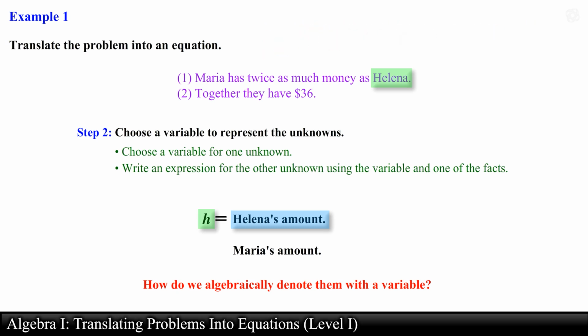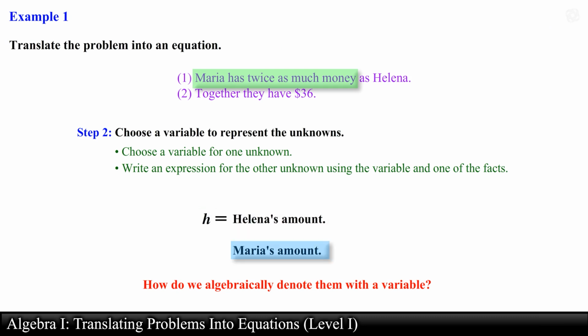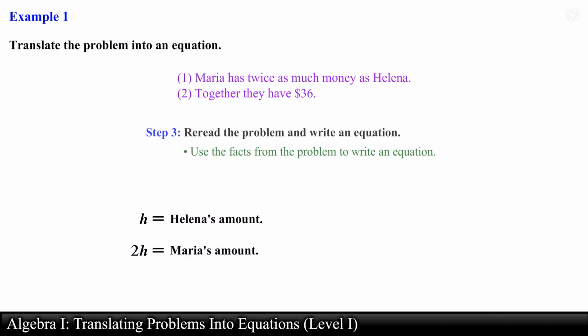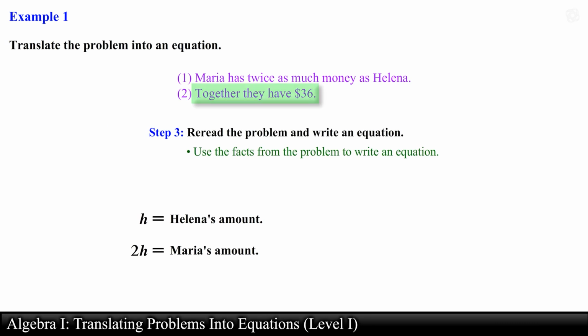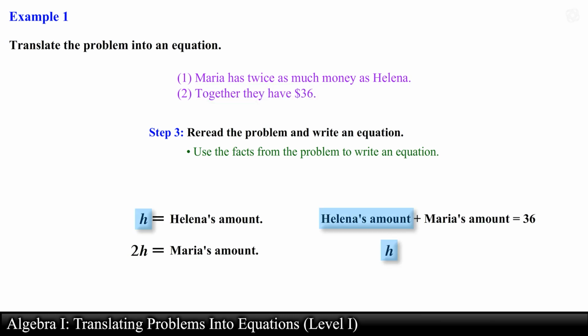Now, if we use this variable along with the first sentence, we can represent Maria's amount as 2h, for twice as much. All we need to do now is to write an equation relating these two expressions. Notice that in sentence 2, we are told that together, Maria and Elena have $36. This means that if we were to add the amount of money that Maria and Elena have, they would add up to $36. So our equation becomes h plus 2h equals 36. And this is our final answer.